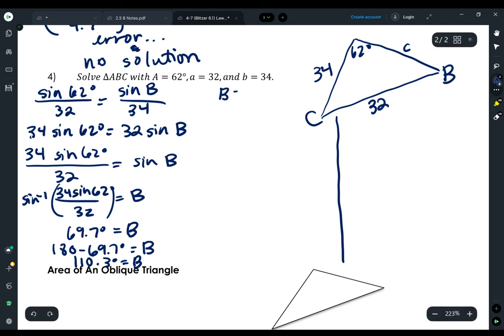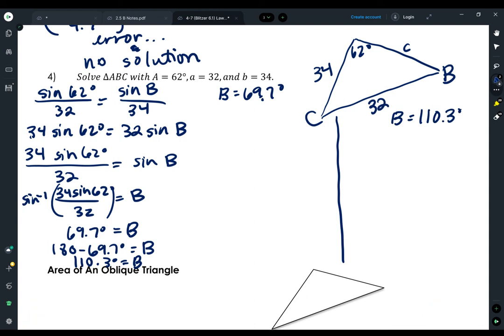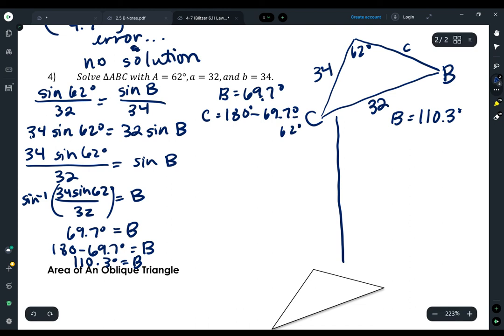We're going to have a case where B is equal to 69.7 degrees, and we're going to have a case where B equals 110.3 degrees. So we're going to have to solve both of those triangles. So I still need to find angle C and side C, but angle C is easy. If I start with 69.7, I have 180 minus 69.7 minus 62. And so C is going to equal 48.3.